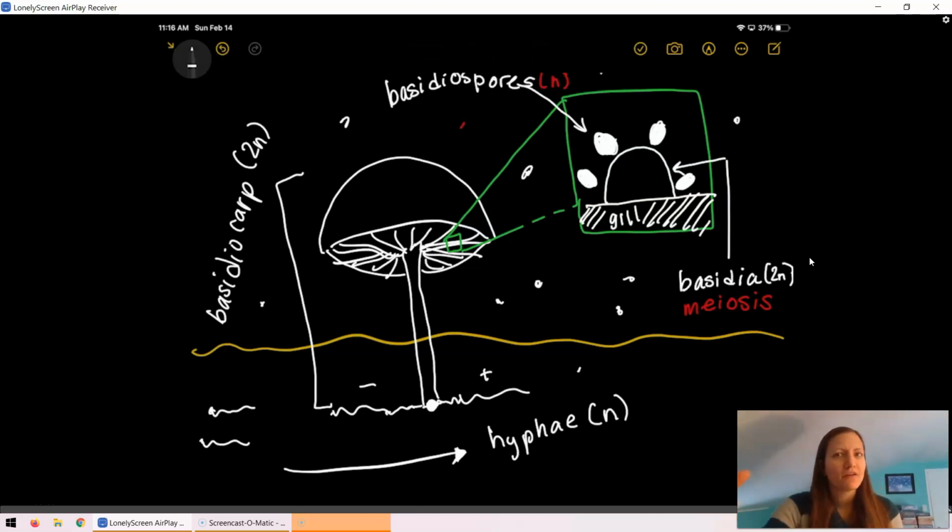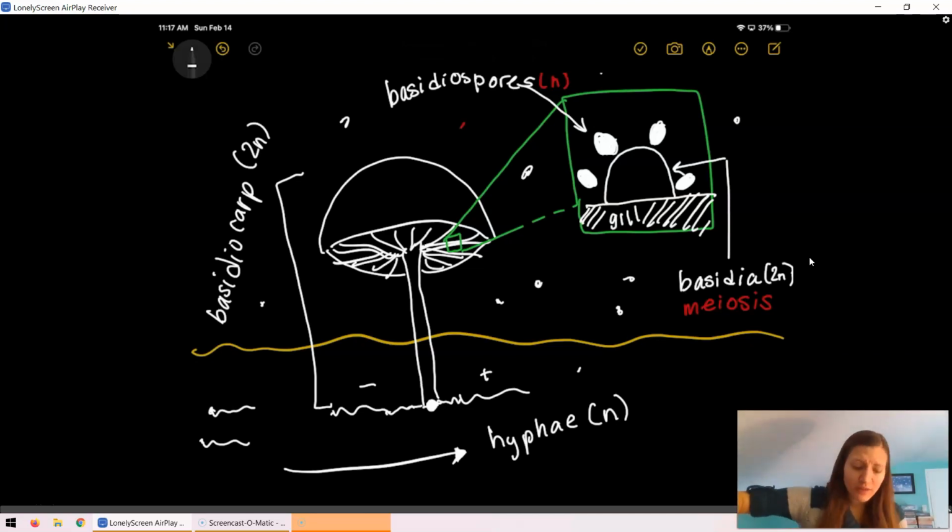So all of the fungal life cycles are pretty much the same, just keep in mind the correct terminology for each one. It's kind of nice with ascomycota and basidiomycota because it's basidiospores, basidiocarp, basidia. So hopefully that helps you a little bit keep those terms together.